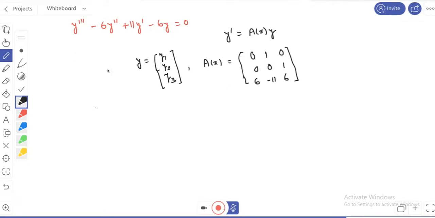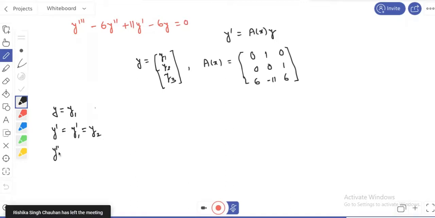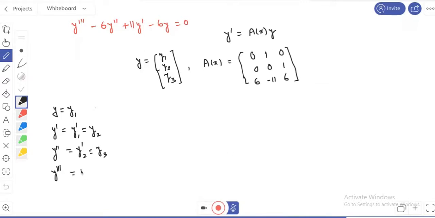Here we take that assumption: you take y as y1, and if you differentiate this term, that is y1 prime. Then this is variable y2, and if we again differentiate, that equals y2 prime. Then this is y3, and we again differentiate to get y3 prime. Okay, so this is your relation.